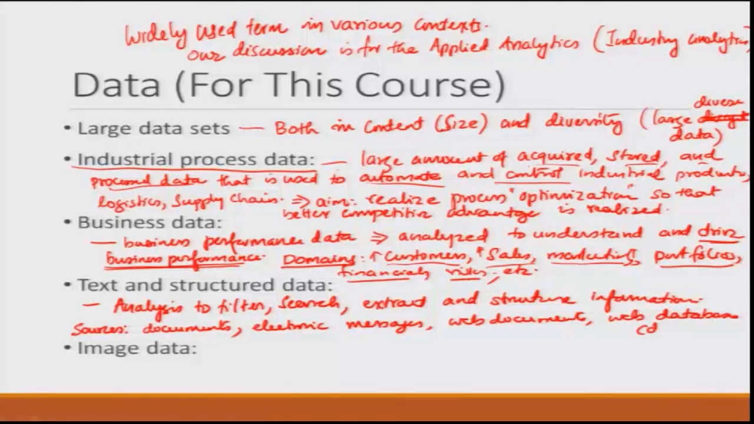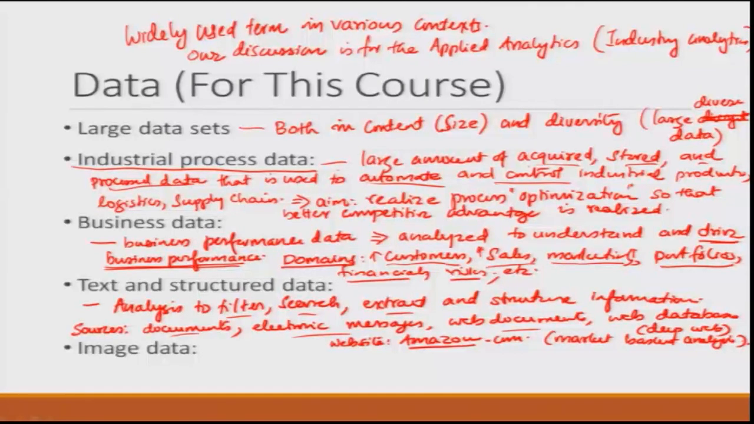Okay. Sometimes people also call it the deep web. This is not a new term. So here we are talking about data from these kinds of sources, like documents, electronic messages, web documents, web databases, etc., which is then filtered, searched, and extracted. A classic example of this is if you go to the website of Amazon.com and you search for a product, and then you get similar searches. It is called market basket analysis. Okay. Which is a new analytics tool. And the aim here is using the text data that you use for searching your particular product, it's able to show you what similar other products are available.